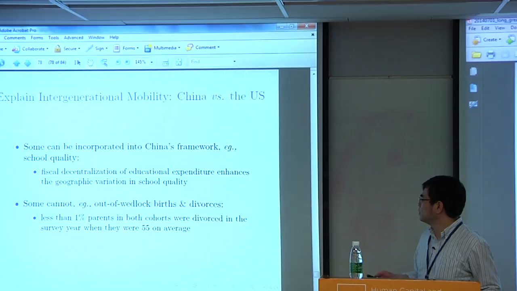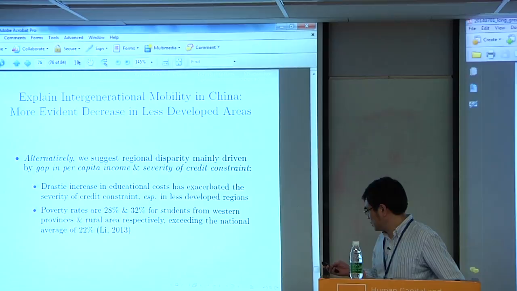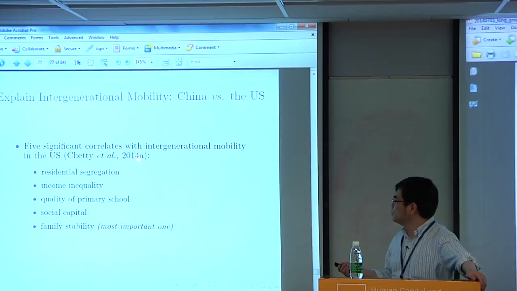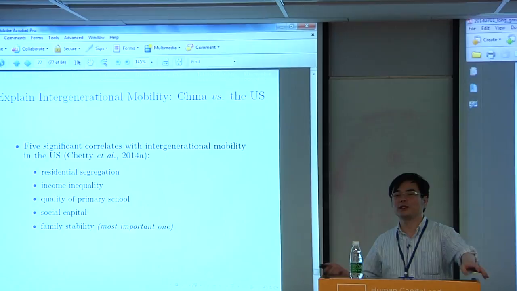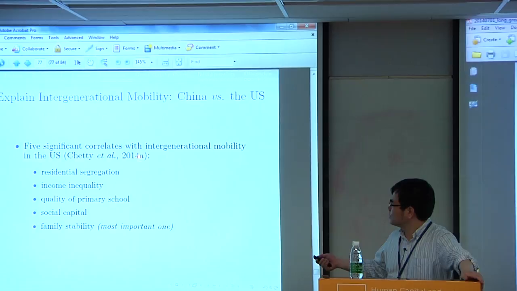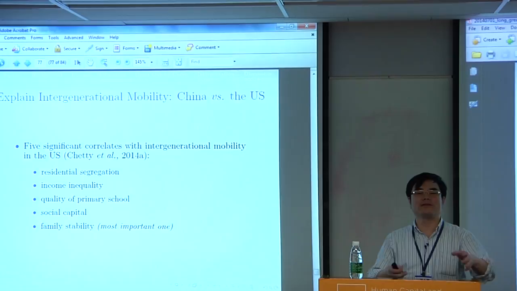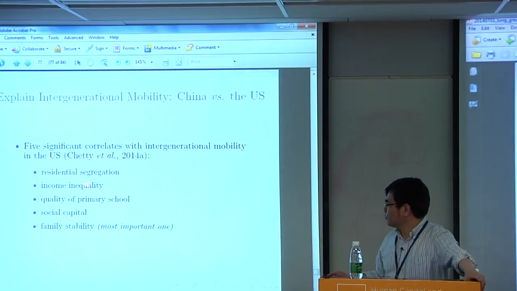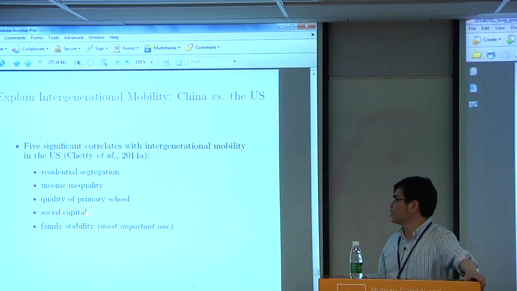Briefly, in Chetty's work, there are two NBER working papers on this. I don't know which is A and which is B, but anyway, because this is not in a paper, it's okay. They claim there are five correlates of intergenerational mobility. One is residential segregation, and another is income inequality. The third is quality of primary school and social capital, and also family stability. These are the most important ones they claim.